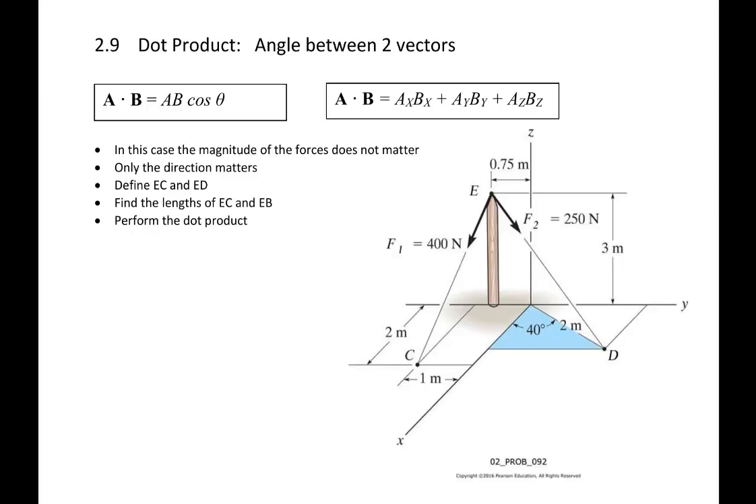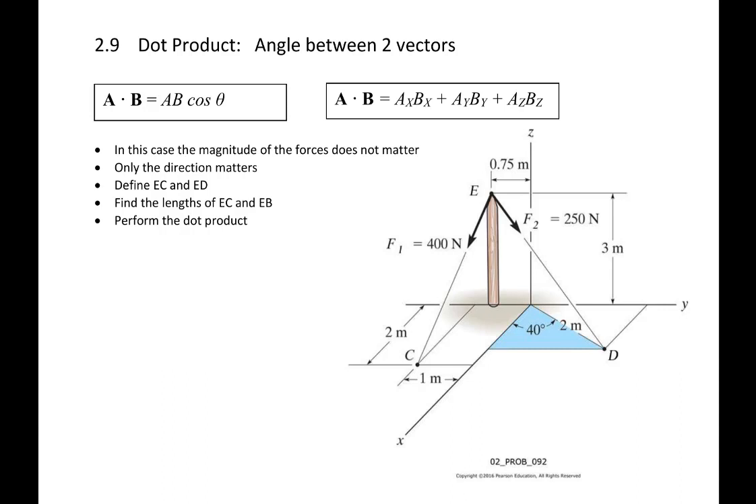This is section 2.9, the dot product. Now, dot product is useful in statics for a number of things, and today we're going to talk about two of those uses. We're going to find the angle between two vectors, and then in the next section we're going to find the projection of one vector onto another.